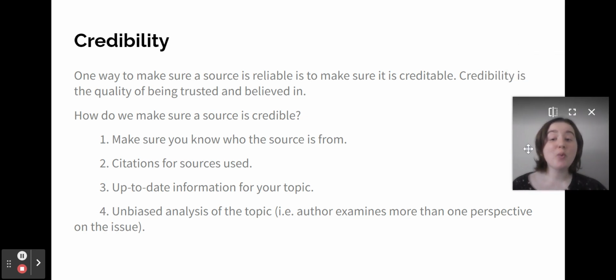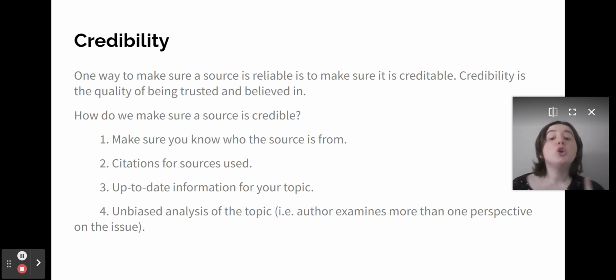So, another way to make sure a source is reliable is to make sure that it's credible. Credibility is the quality of being trusted and believed in. So, how do we make sure a source is credible?